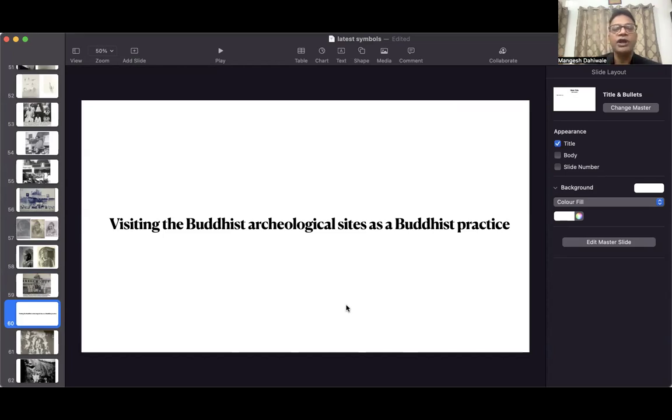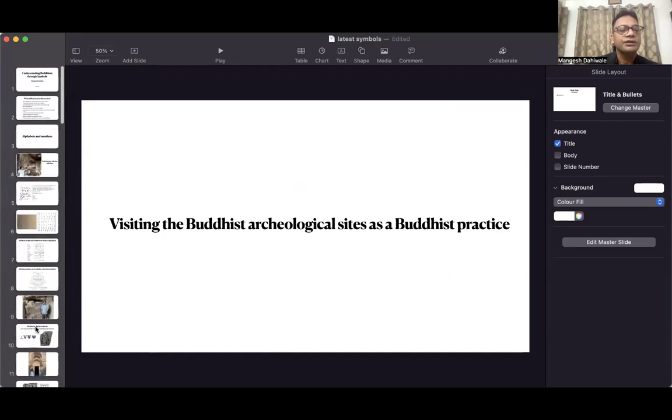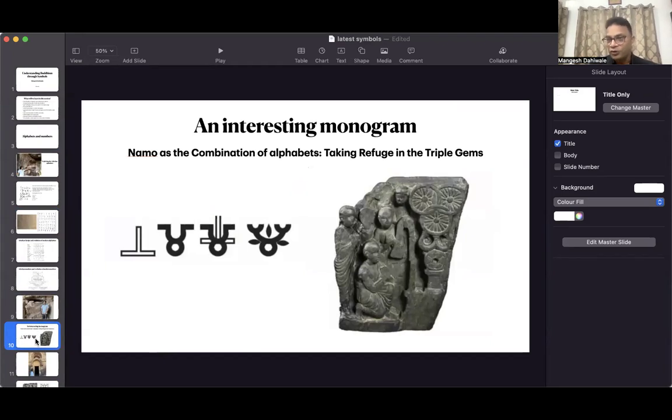And before I end, I would like to say that visiting a Buddhist archaeological site is a Buddhist practice itself. Whenever we visit any Buddhist site with the kind of attitude and psychology that I have just mentioned to you, and look at the various symbols in the way I have taken you through, bear in mind, particularly if you enter any Buddhist site, you encounter the Namo symbol, which is everywhere. You know that you have to surrender your mind, body, and speech to the Buddha, Dhamma, and the Sangha.